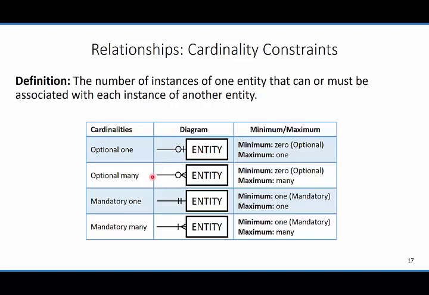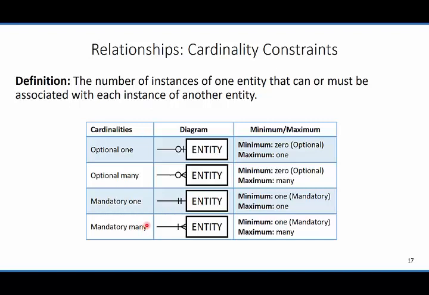Optional many says that it has 0 to many relationships with that record, so that means that they don't have a relationship with another instance or they have a relationship with multiple instances. A mandatory one relationship means that each record in this entity would have a relationship with one and only one instance of this entity.